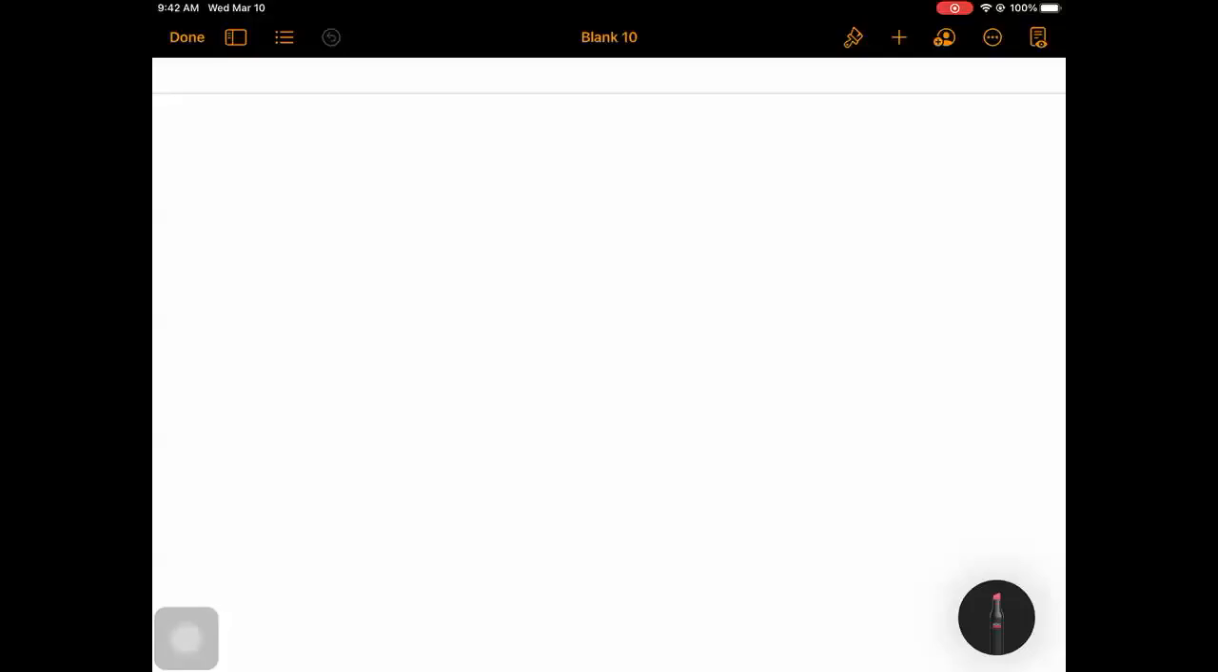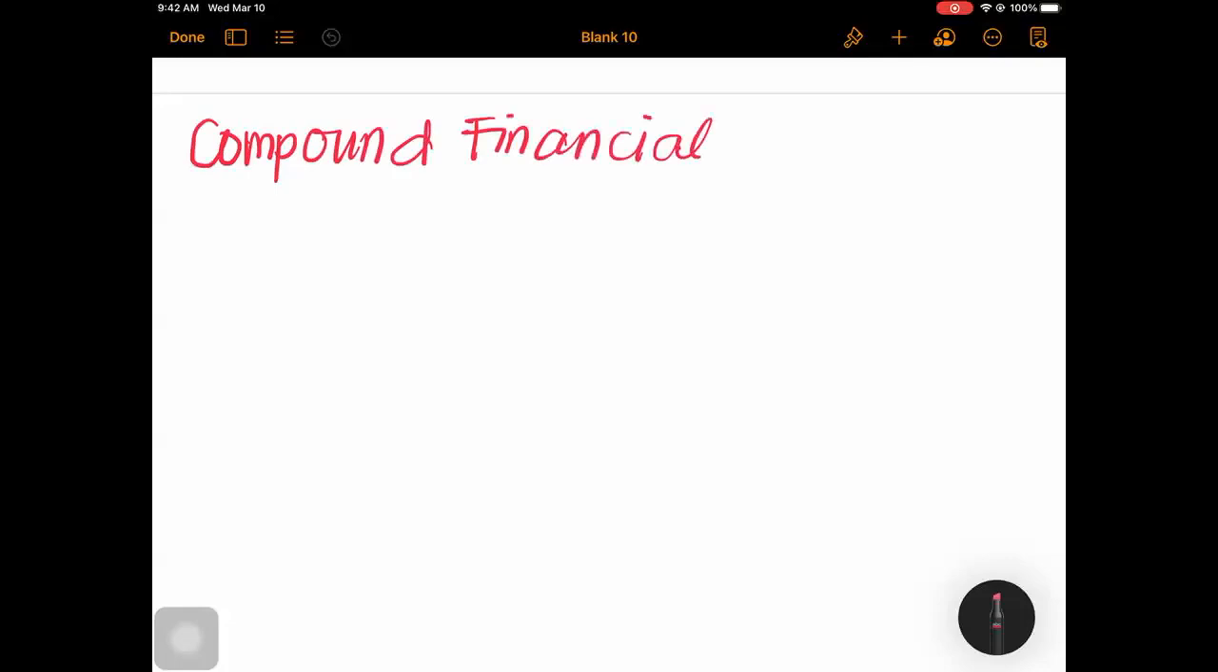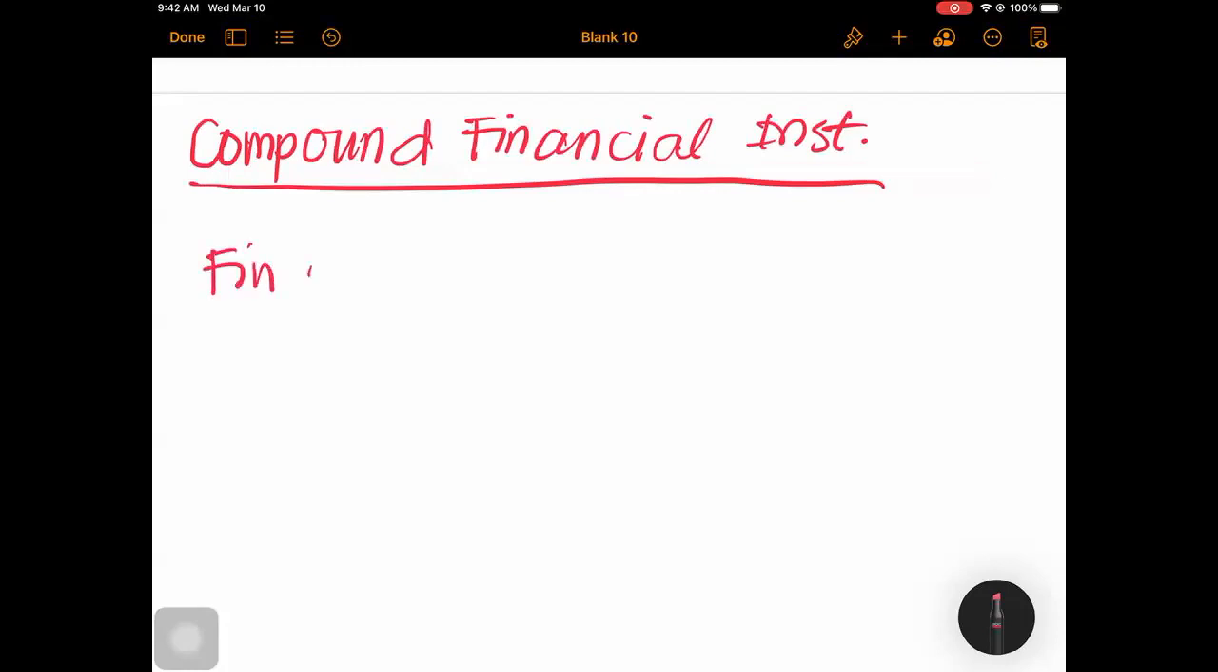Okay, so let's proceed with compound financial instrument. Before we discuss compound financial instrument, let's discuss first what is a financial instrument. So, what is a financial instrument?